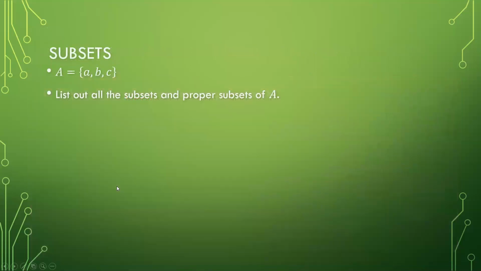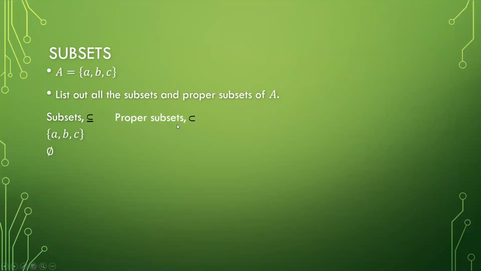Next one, we try to learn what are called subsets. For example, if we have a set A with elements a, b, c like this, the question may ask you to list out all the subsets and proper subsets of A. For subsets, as I said, the symbol is this with a dash below. You only have two: either everything from the set, and the other one will be the empty set. These two will be the subsets of A.